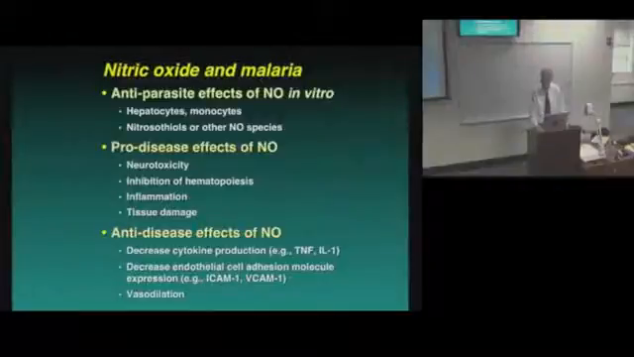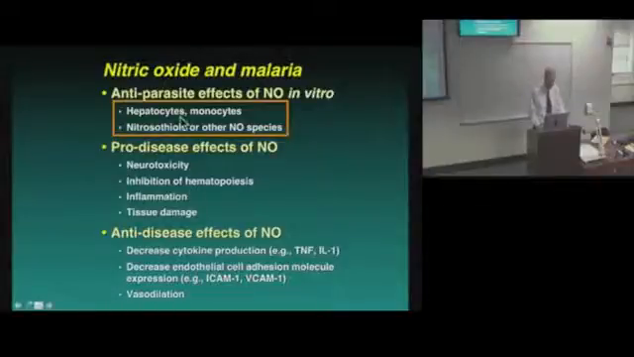There's been a lot of work in malaria with nitric oxide. In the late 1980s, investigators showed that hepatocytes making nitric oxide, remember there's this hepatocyte part in the cycle of the malaria parasite, and also monocytes in vitro will reduce the viability of parasites that are in red cells. And probably the unique compound that does that is a nitrosothiol. It's sort of a special nitric oxide species.